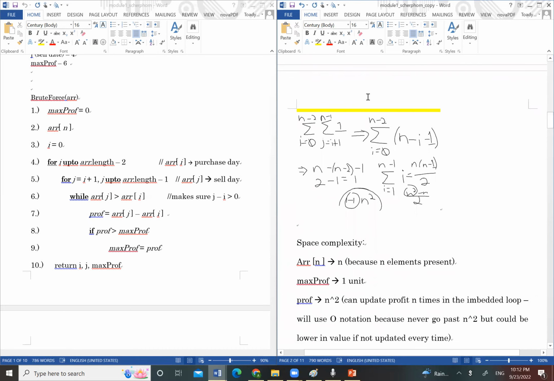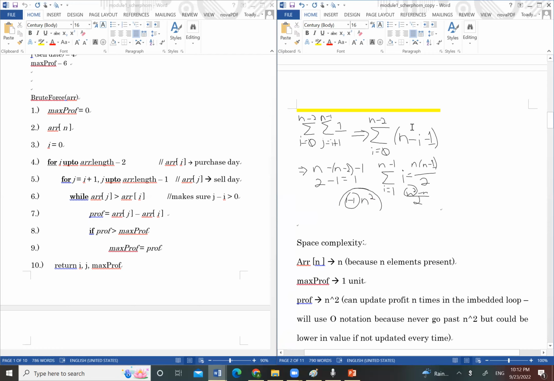And to show that with the summation, I did the summation of i starting at 0 to n minus 2 as the outer loop, multiplied by the summation of j equals i plus 1 to n minus 1 with a constant of 1. And if we do n minus m plus 1, it'll become the summation of i equals 0 to n minus 2 of n minus i minus 1.